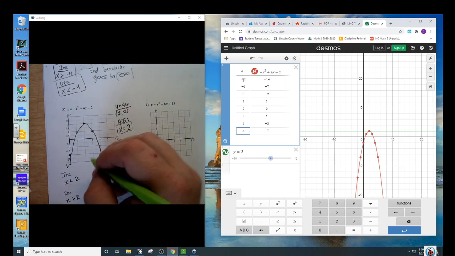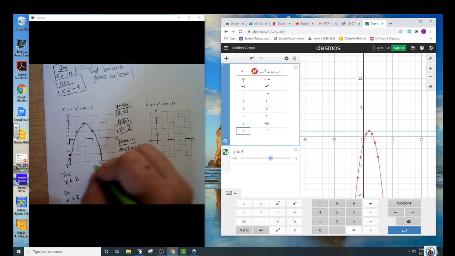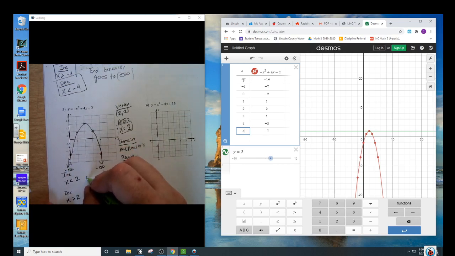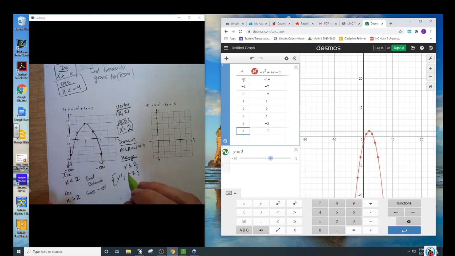Now, what does this thing do? It goes to negative infinity. So the end behavior goes to negative infinity, and it goes to negative infinity on both sides.